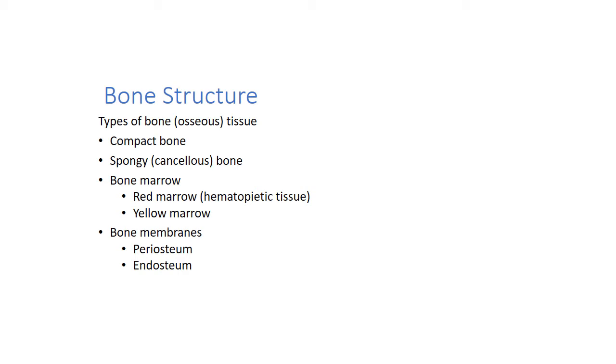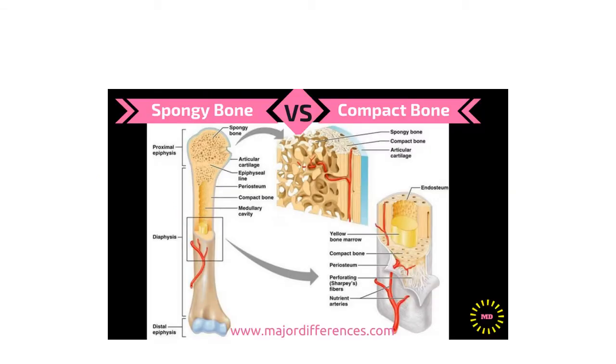And we also talk about bone membranes. The membrane that surrounds the bone itself is called the periosteum. Meanwhile, the membrane that lines the inner cavity or medullary cavity of the bone is called the endosteum. Here we have a diagram showing the difference between spongy bone and compact bone and their locations. This diagram is very similar to the diagram on page 65, figure 3.1.